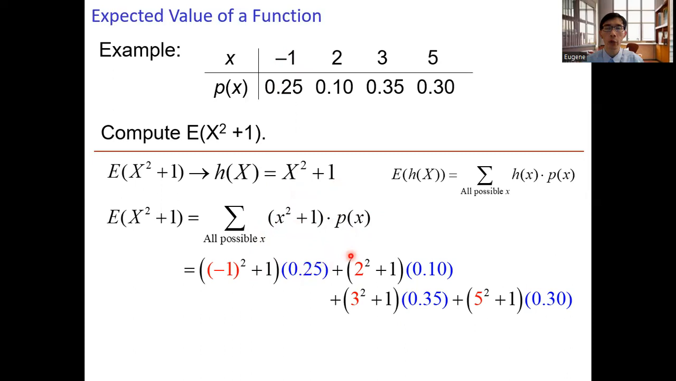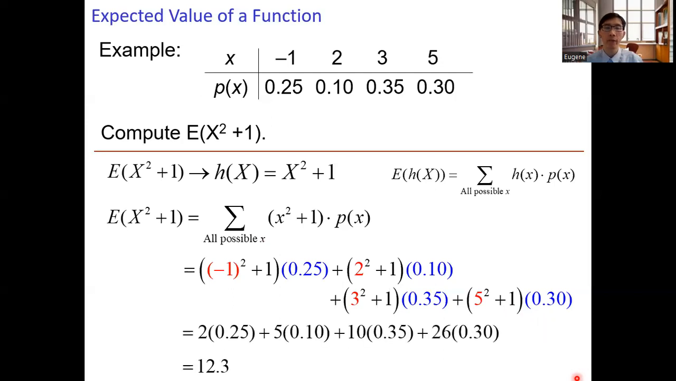And then the second term corresponds to x equals 2. We get 2 squared plus 1 multiplied by the probability 0.1. The next term, x equals 3. We get 3 squared plus 1 times 0.35. And the last term, x equals 5. We get 5 squared plus 1 times 0.3. Upon calculation, we get the expected value of x squared plus 1 equals 12.3.